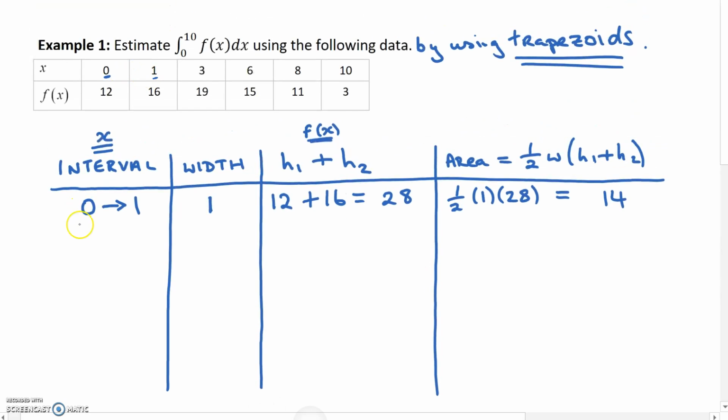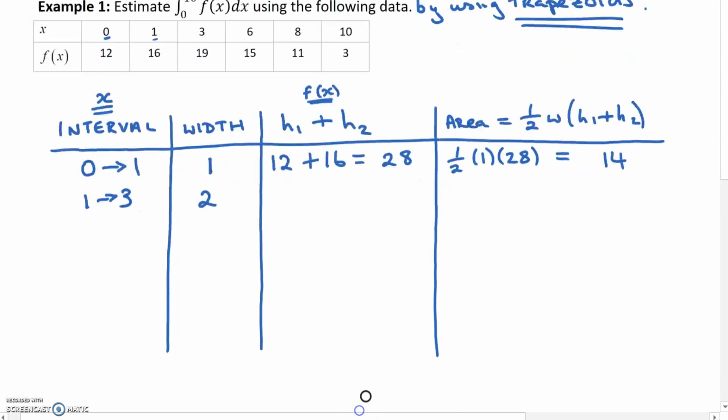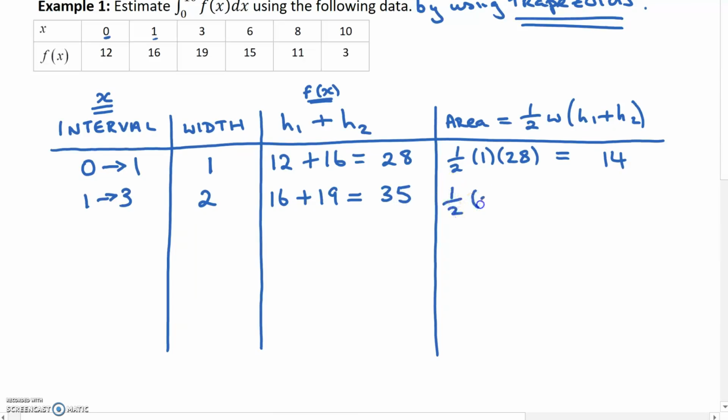Then we went from 0 to 1, we now go from 1 to 3, and that has an interval width of 2, from 1 to 3 is 2. So you're going to add up the heights at 1 and at 3, when x is 1 and when x is 3. So that's going to be 16 plus 19, and 16 plus 19 is 35. So this time we're going to have half, the width is 2 this time. Half times 2 times 35 is simply going to be 35.